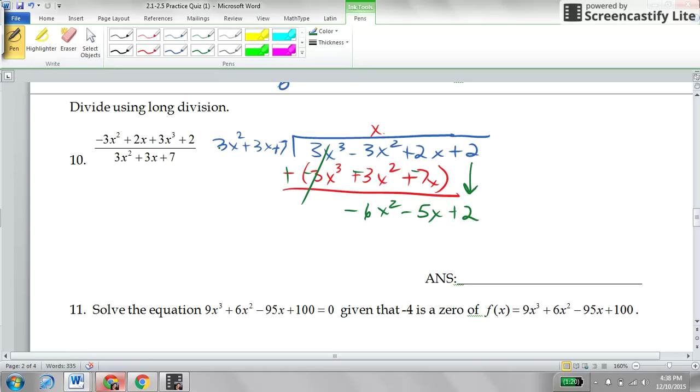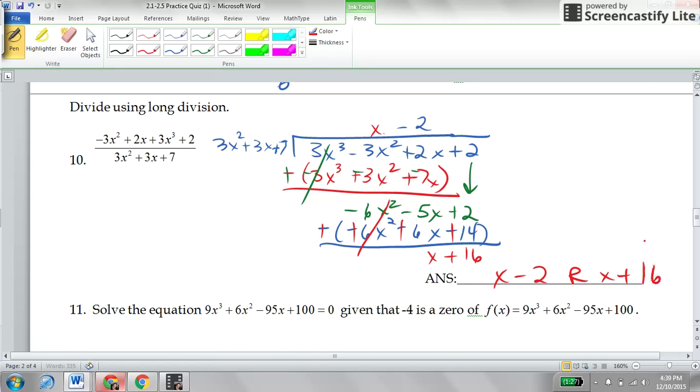To get from 3x squared to negative 6x squared, I am going to have to multiply by negative 2. So subtract negative 6x squared, negative 6x, and negative 14. Next step, distribute the negative sign. These cancel. This becomes x plus 16. So the answer here is x minus 2, and we do have a remainder of x plus 16. And you can write your answer like that.